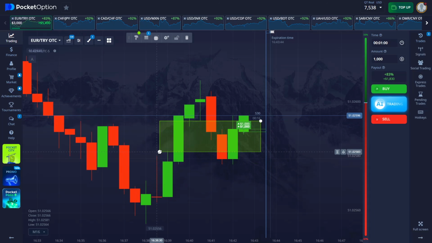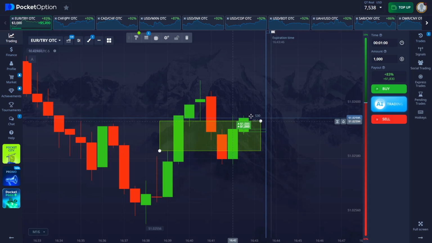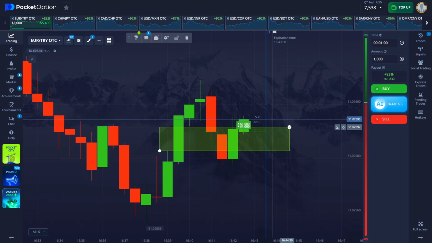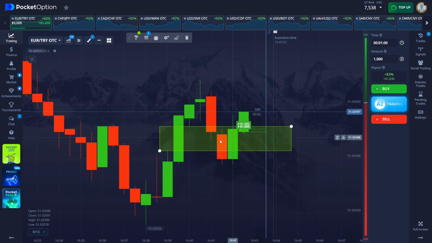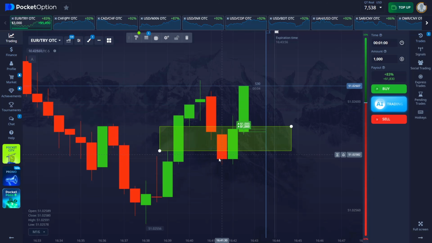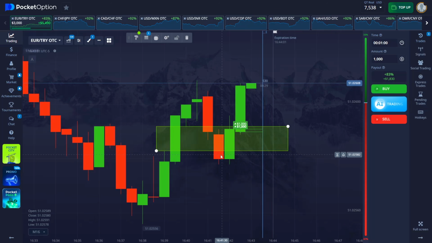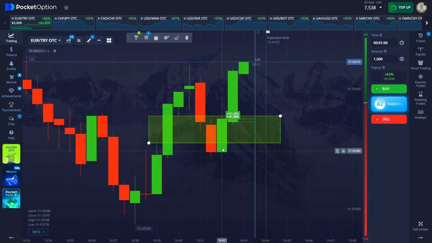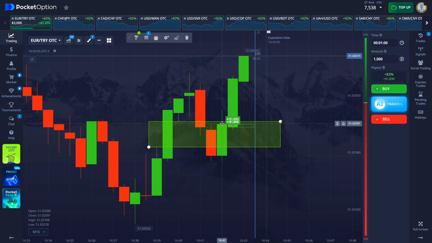Let me mark the fair value gap to show you guys. Now there was a thing happening here which I wanted to speak about. Now some people might have questions about this trade, right? Why I took it when the price broke the fair value gap. Now this right here was a fake breakout. As you could see, as it broke out, the candle came back inside immediately.